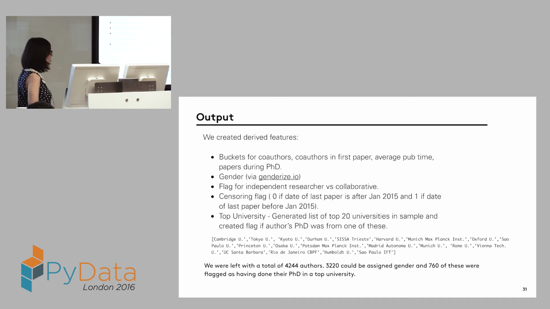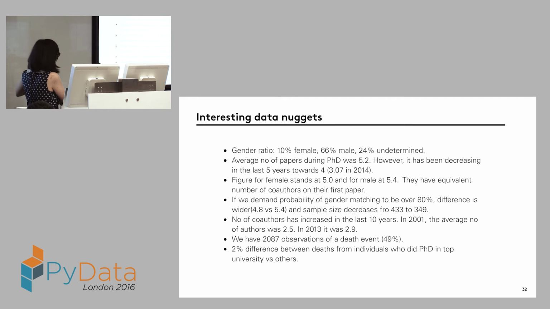3,220 could be assigned a gender, and 760 of these were flagged as having done their PhD in a top university. And these are some interesting data nuggets. So the gender ratio: 10% female, 66% male, 24% undetermined. Although actually the percentage for females is much lower, because some probabilities associated with those names are quite low. So for instance, it classified Aninda as female, and most of them were Indian, and I know for a fact they were male. So you get this type of quirks.